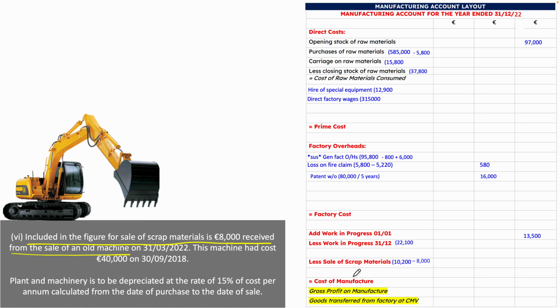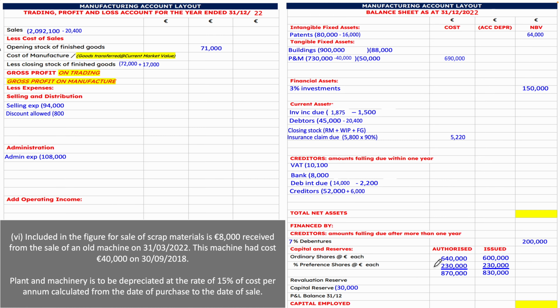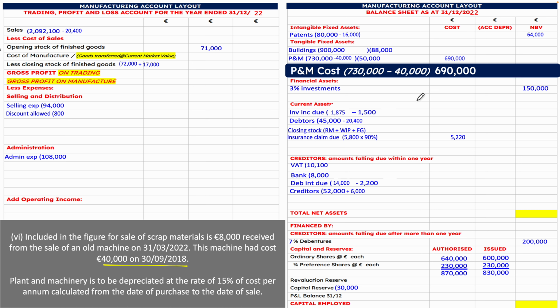So included in this figure for sale of scrap materials, 10,200 was 8,000 for the sale of the old machine. So we're going to take that out of there because it is not sale of scrap materials. So that is taken out of there. Now, this machine had cost 40,000 on the 30th of the 9th. So what we'll do, we'll adjust the cost. So we've got plant and machinery cost, 730,000, and then minus the 40,000. So that gives us a cost of 690,000 euro there at the end of the year. Now that we know we had 730 at the start of the year, and now we have 690.